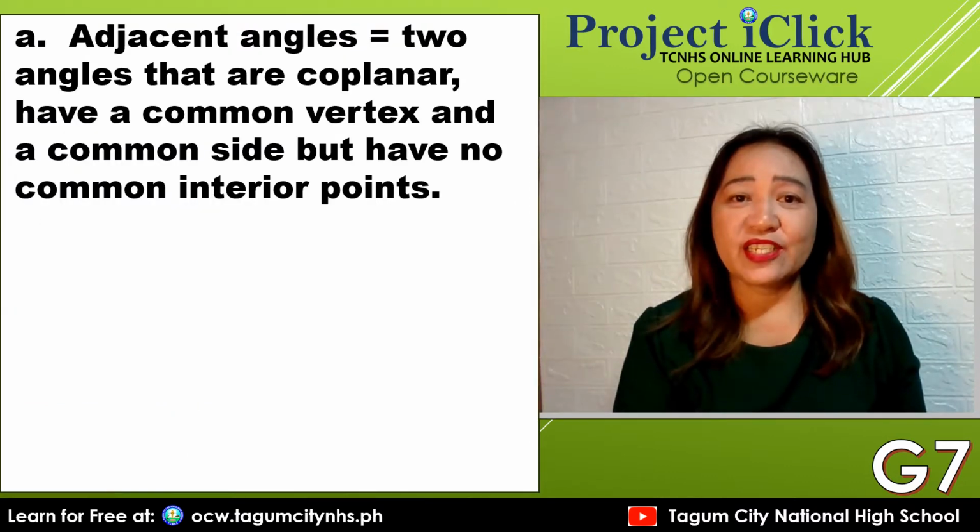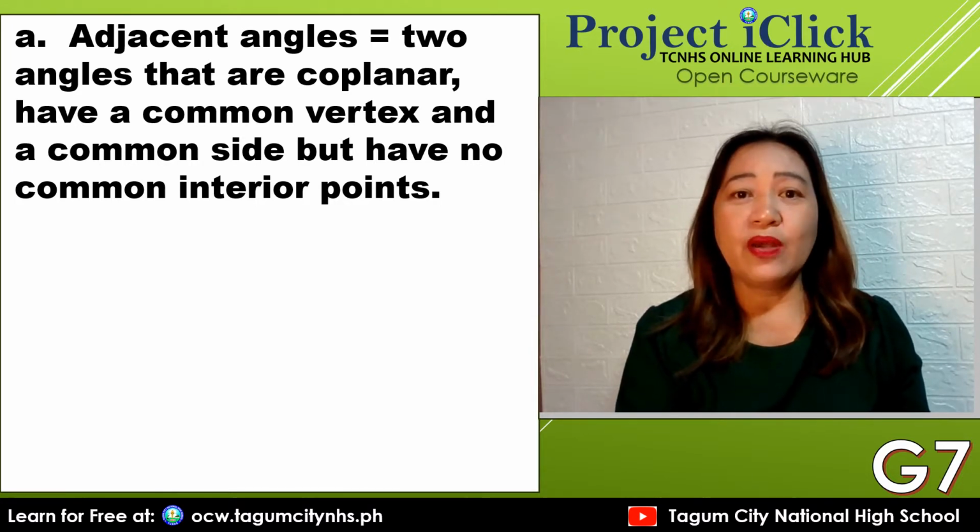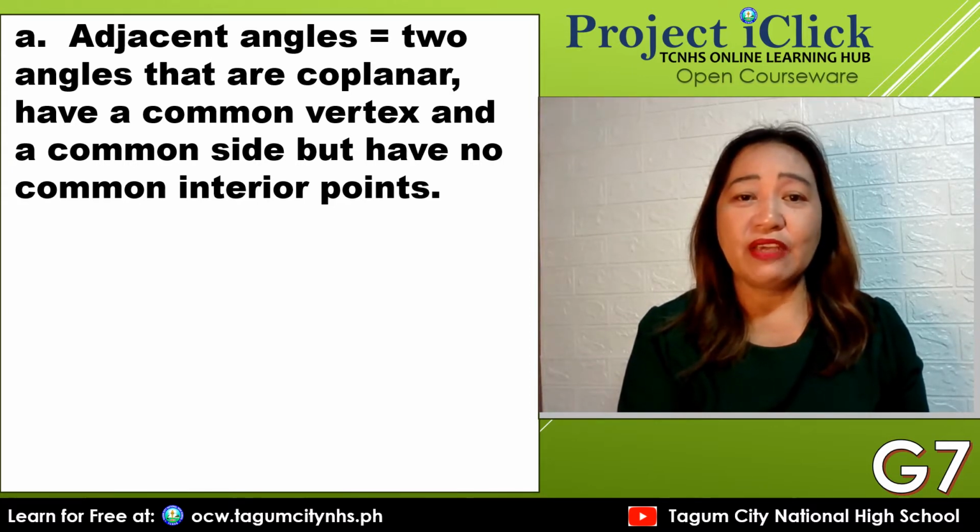In our previous lesson, we have learned that coplanar angles are angles that lie on the same plane. And we have also learned that an angle is formed when there are two non-collinear rays that have a common endpoint. And the two rays are the legs of an angle or the sides of an angle. So this time, we will be discussing the different angle pairs.